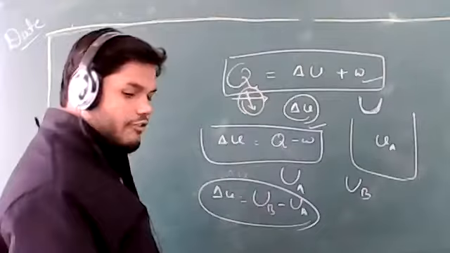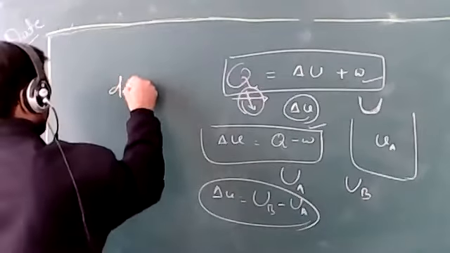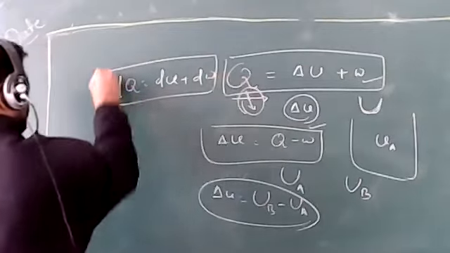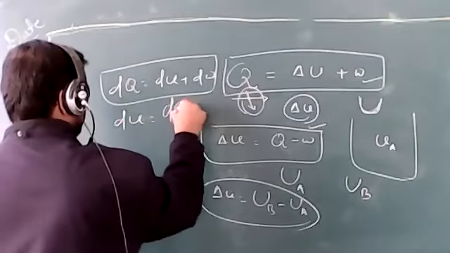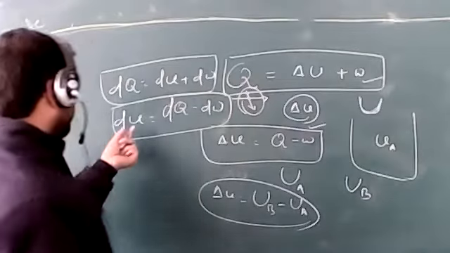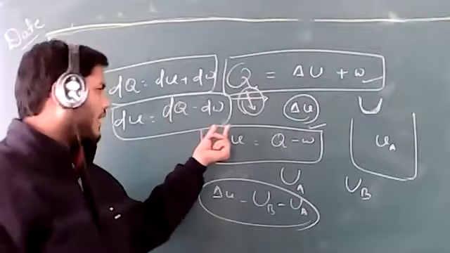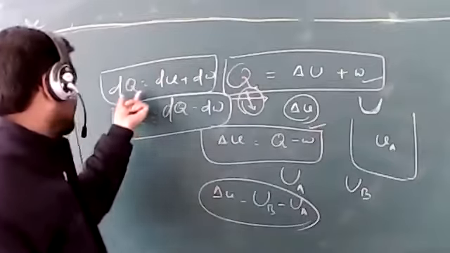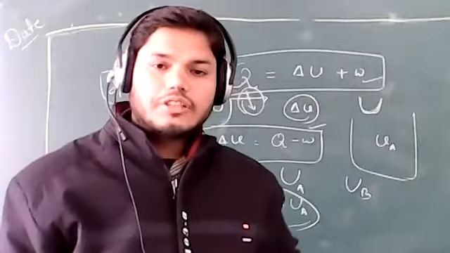If you write it in the derivative form, dq equals du plus dw, or if you are finding du, du equals dq minus dw. In the derivative form, du is a very small change in the internal energy, dq is a very small change in the heat energy we have supplied, and dw is the work done. So the equation is dq equals du plus dw. This is all about the first law of thermodynamics.